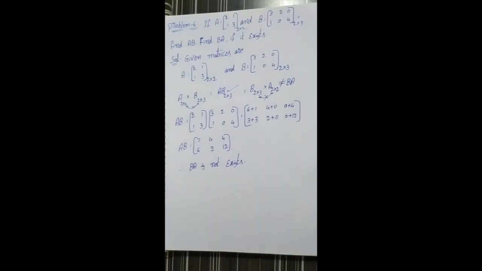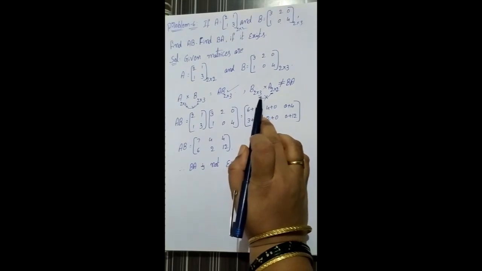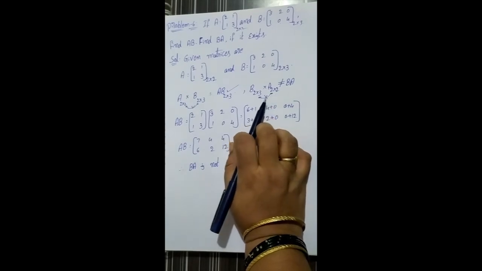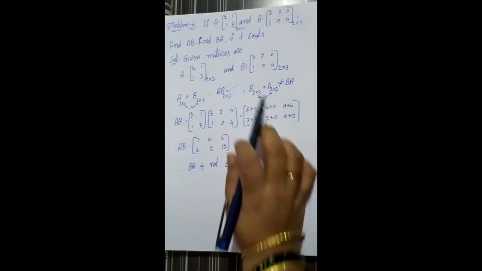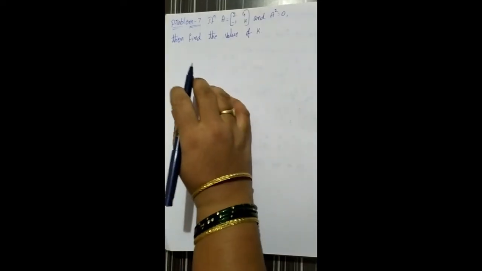BA does not exist because the number of columns of the first matrix and the number of rows of the second matrix are not equal in matrices B and A. Next we will discuss the seventh problem in the same section 1. Next problem is problem number 7.